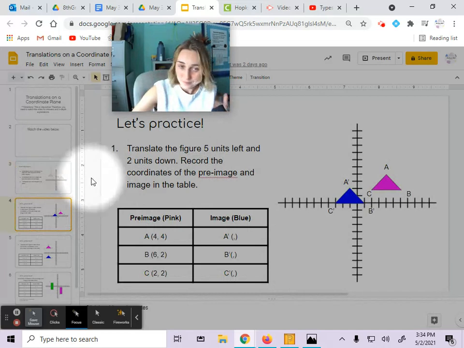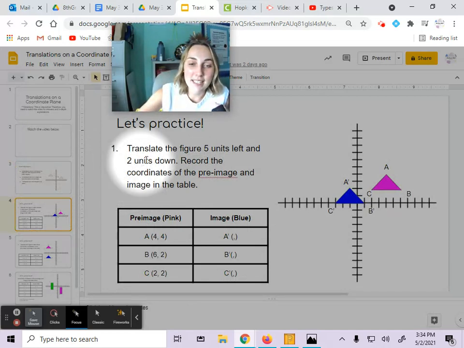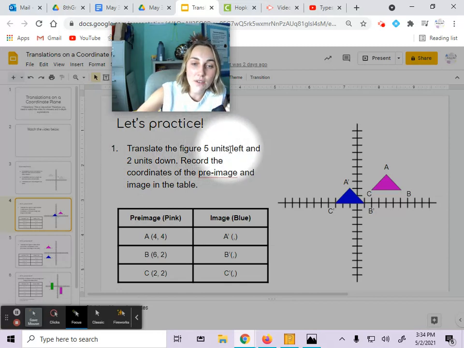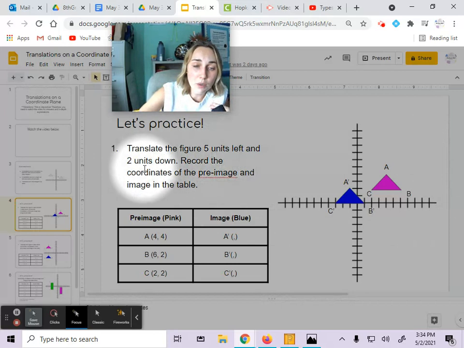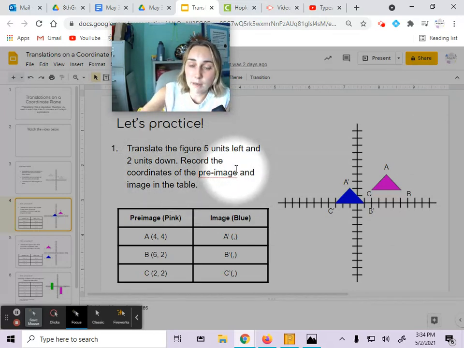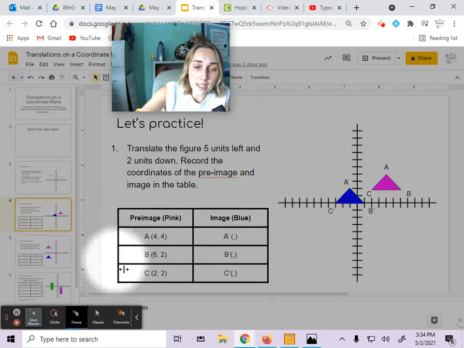All right, so let's go ahead and practice this, okay? So it says right here, we're going to translate the figure 5 units to the left and 2 units down. I've already done that for you, okay? So we're just going to record the coordinates of the pre-image and the image on the table. I give you your pre-image, and then we moved it 5 units to the left and then 2 units down. I already recorded the coordinates for our pre-image. We're just going to record the coordinates of our image afterwards, okay?